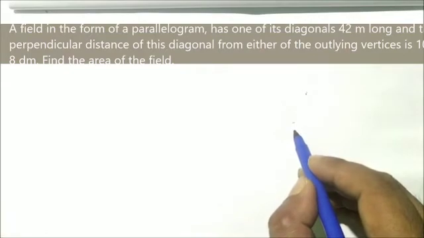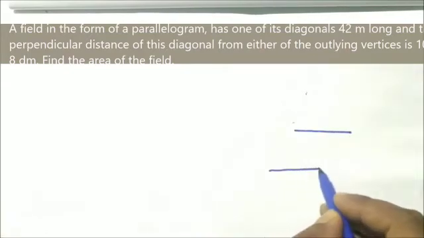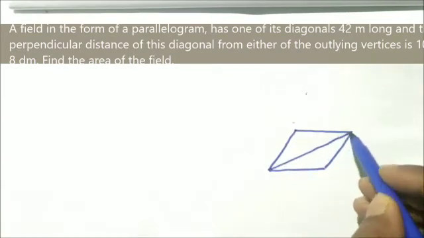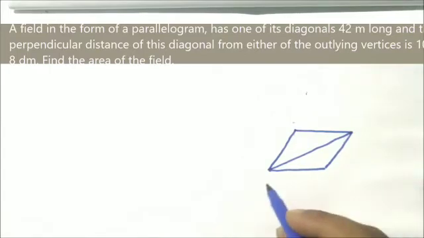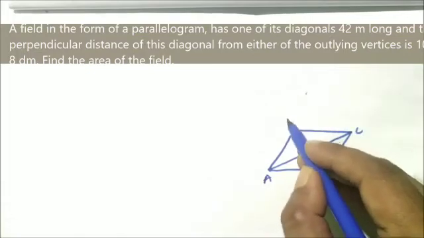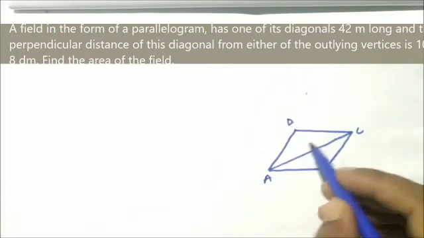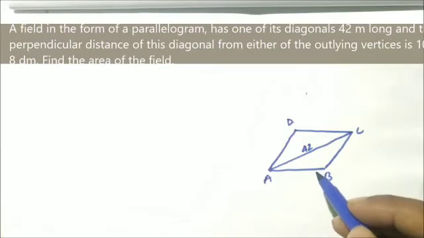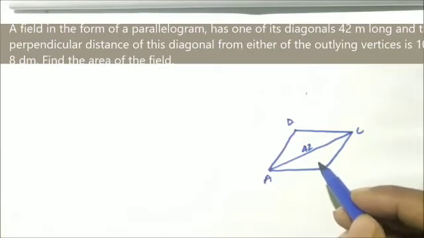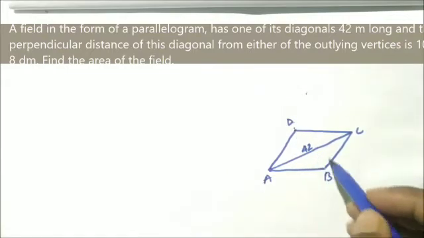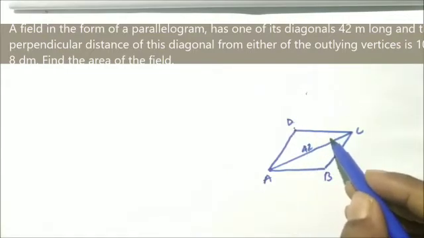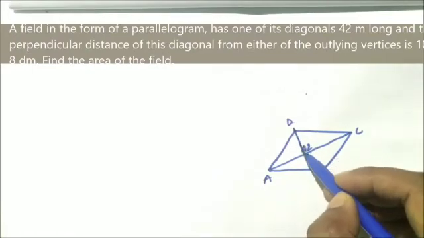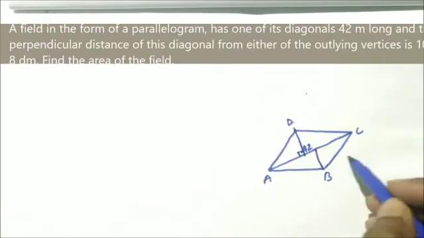Let me draw the figure first. We have a parallelogram, and the diagonal is given as 42 meter. Suppose this parallelogram is named ABCD, and AC is the diagonal, which is 42 meter long. It is also given that the perpendicular distance of this diagonal from either of the outlying vertices, that means from D and B, is 10 meter 8 decimeter. That means this is 10 meter 8 decimeter, and this is also 10 meter 8 decimeter.